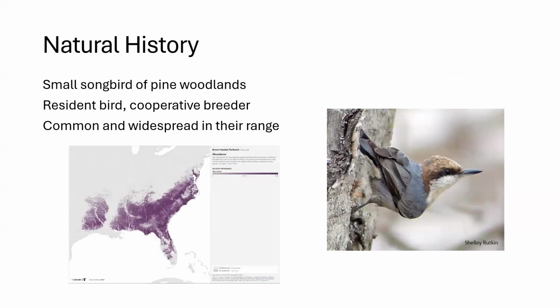A little bit about brown-headed nuthatches: very cute bird, small songbird, about 9 grams, and they're a pine woodland obligate, so you only find them in pine woodland. They're a resident bird, so non-migratory, and they're a cooperative breeder, an interesting life history trait. They're common and widespread throughout their range in the southeastern United States. Here you see an eBird abundance map, with lots of dark purple. Wherever you find them, they're not listed on any state or federal threatened or endangered lists, which was important when we were considering their candidacy for reintroduction.